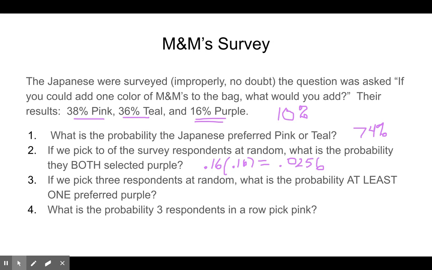So if we pick three respondents at random, what's the probability at least one preferred purple? Okay, so this is purple, 16%, but they say at least one. Let me erase this stuff because I want to write this out for you. So we're picking three people, 16% purple. So I'm going to use this 16% here. And you have to think about all the possibilities. As soon as you start getting combinations of things, we have to start using the binomial theorem.